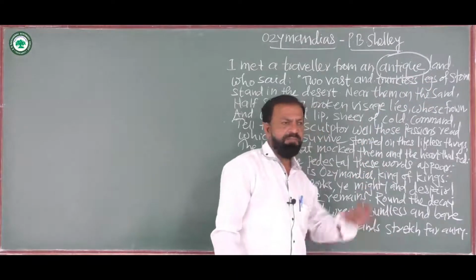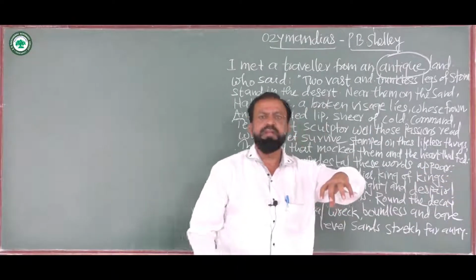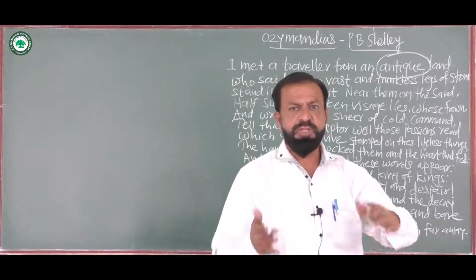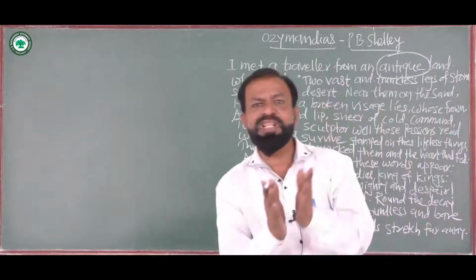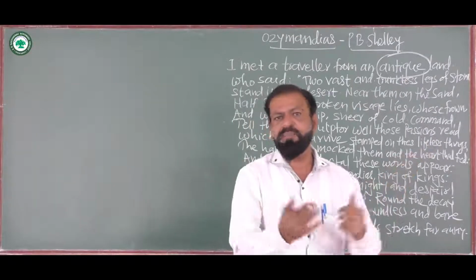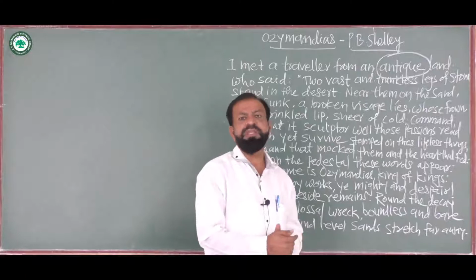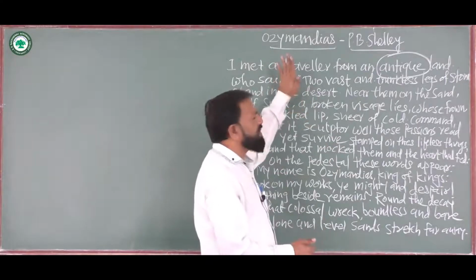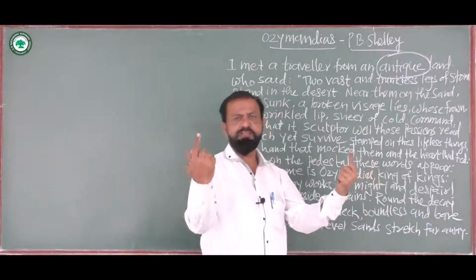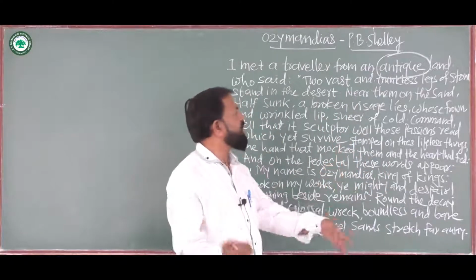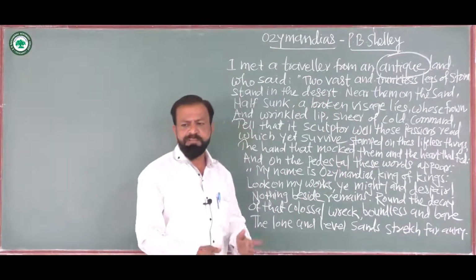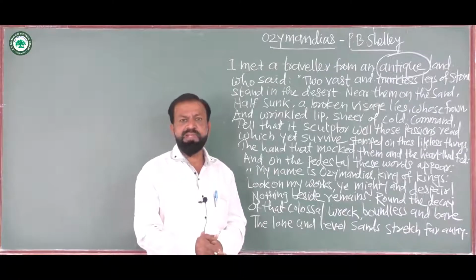Now it is clear, that is poet met. That means here the past tense is used. So again it is the reconnection of the emotions recollected in tranquility described by P.B. Shelley. So I met a traveler, not travelers. The poet is a single person, while the traveler is also a single person, and the traveler belongs to the antique land, or we can say ancient land.